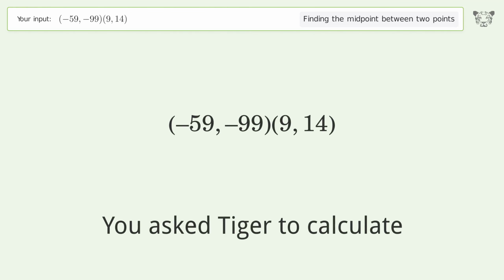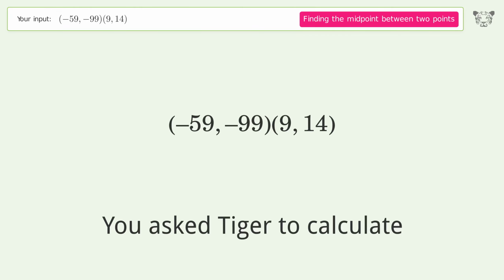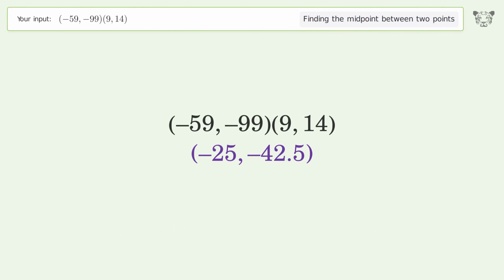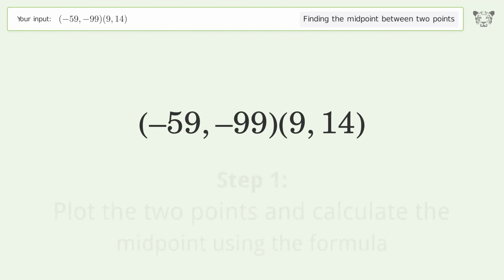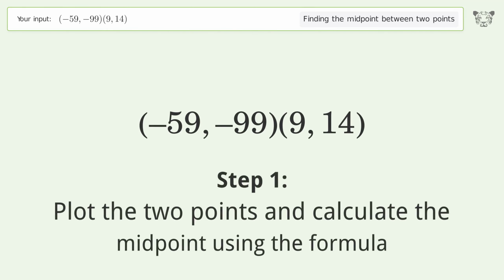You ask Tiger to calculate. This deals with finding the midpoint between 2 points. The midpoint between the 2 points is -25, -42.5. Let's solve it step by step. Plot the 2 points and calculate the midpoint using the formula.